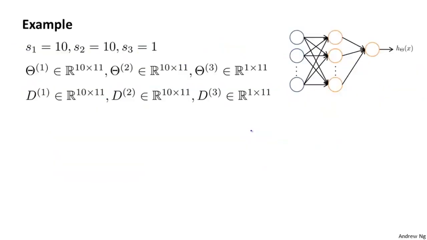Concretely, let's say we have a neural network with one input layer with 10 units, a hidden layer with 10 units, and one output layer with just 1 unit. So s1 is the number of units in layer 1, s2 is the number of units in layer 2, and s3 is the number of units in layer 3. In this case, the dimensions of your matrices Theta and D are going to be given by these expressions. So for example, Theta1 is going to be a 10 by 11 matrix, and so on.